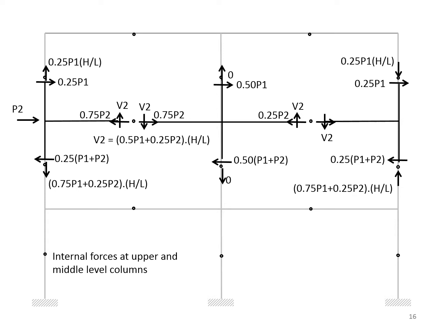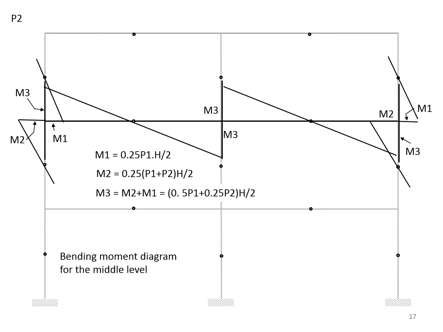Here are all the internal forces at the middle level. Again, realize that the axial load in the middle column is 0. And the corresponding bending moment diagram. M1 already computed. M2 is computed similarly. Is the shear force times the half of the height of the column. M2 is equal to 0.25 P1 plus P2 times H over 2.